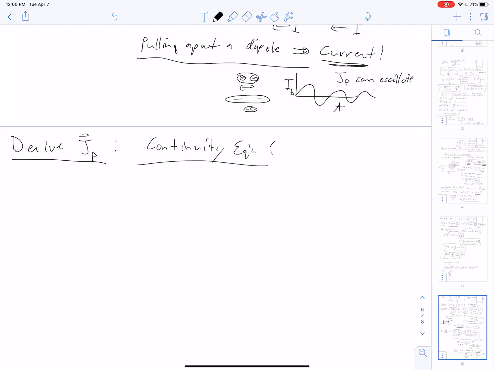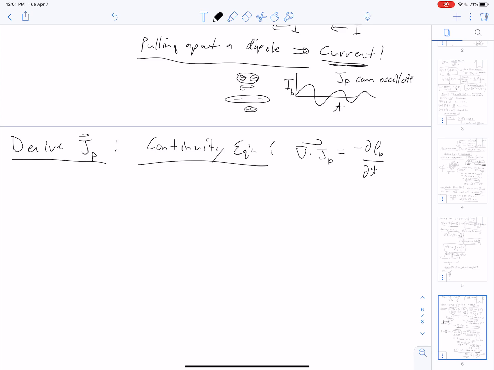Because the continuity equation is just del dot J_P. So if there is a polarization current, then it has to satisfy the continuity equation. The continuity equation says that del dot J_P is equal to negative d rho/dt. The divergence of the polarization current density has to equal the negative time rate of change of the bound charge density. That's just the continuity equation.